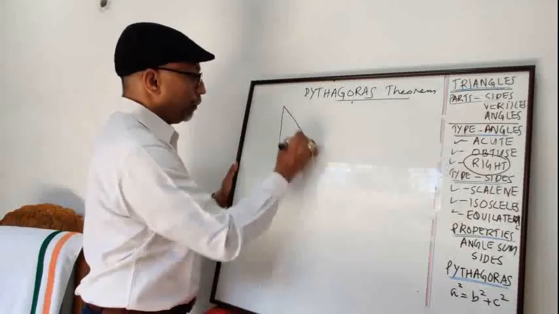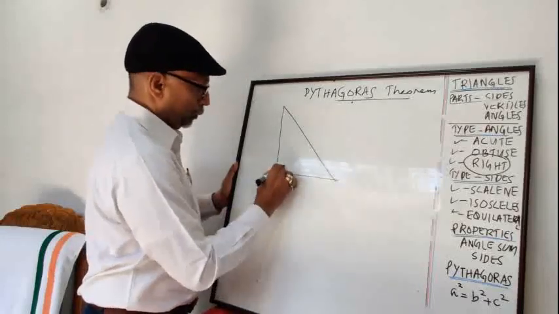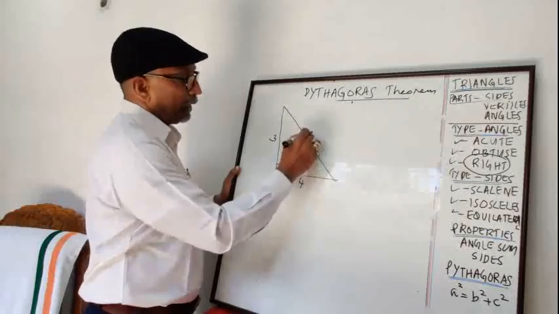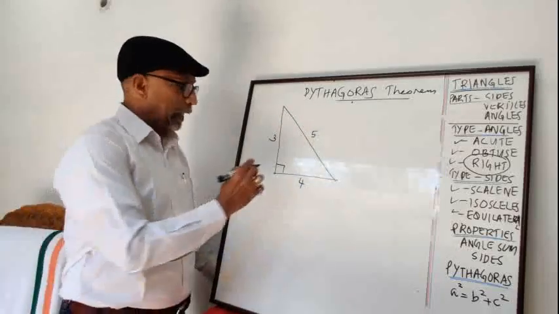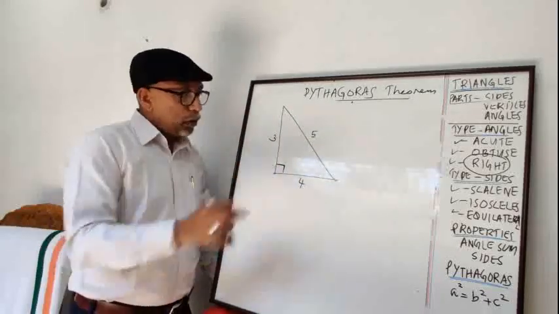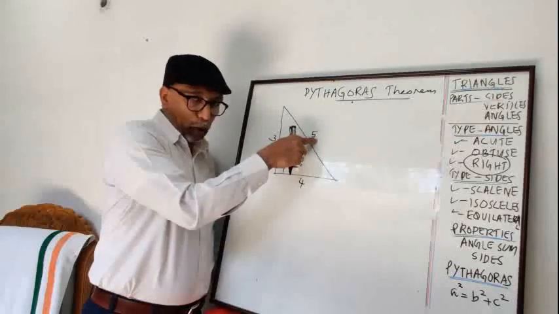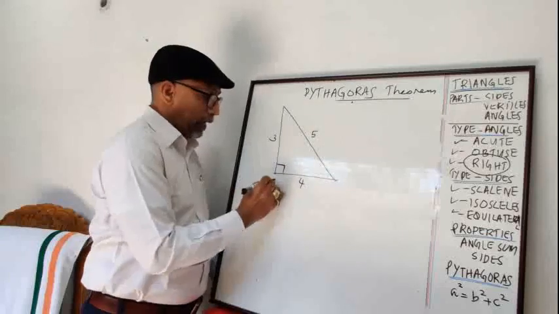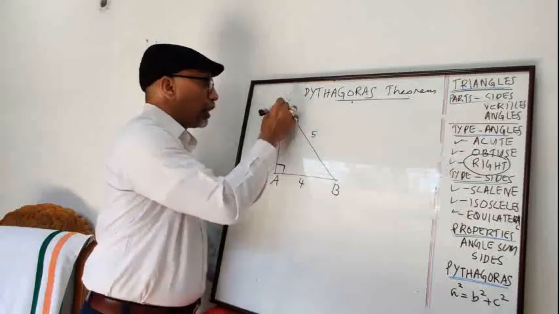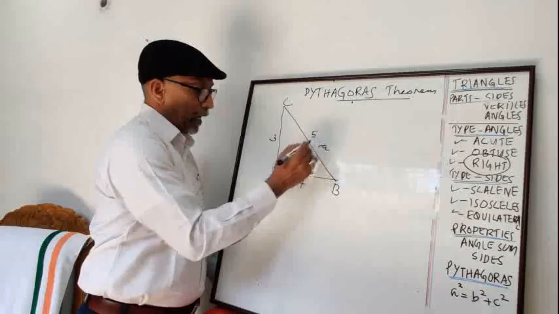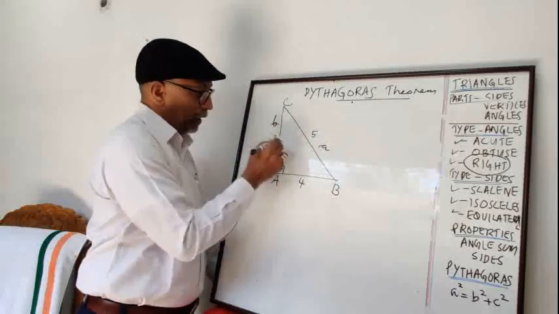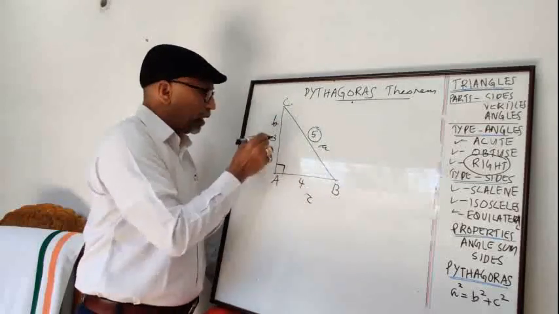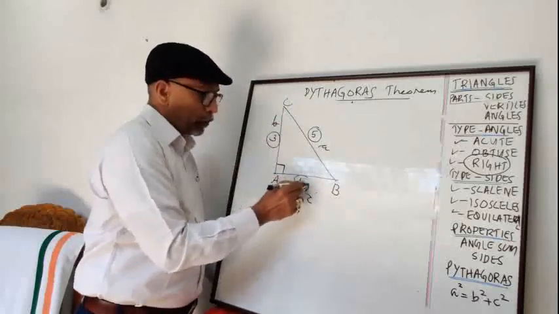So a right triangle. Let's say this is 3 and this is 4 and this is 5. This is a right triangle. The square of this one is equal to the squares of these two. So you call it a, b, c: this is a, this is b, and this is opposite to c. This is 5 centimeters, this is 3 centimeters, and this is 4 centimeters.